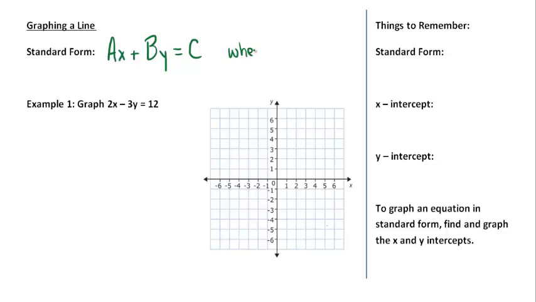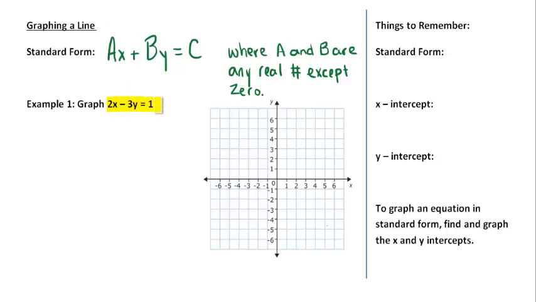And a and b and c are all numbers, but a and b specifically can be any real number except neither a nor b can equal 0. So c can be 0, but a and b cannot, and a, b, and c can be any real number. So we really want to remember that standard form.